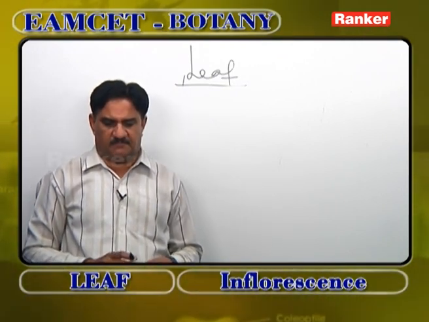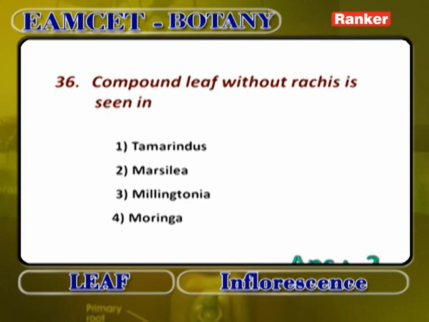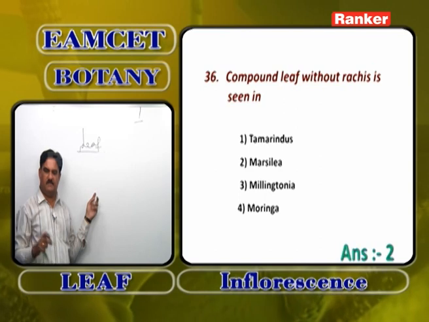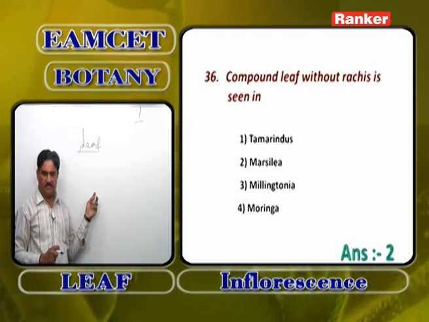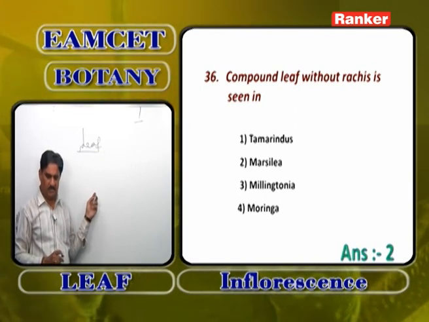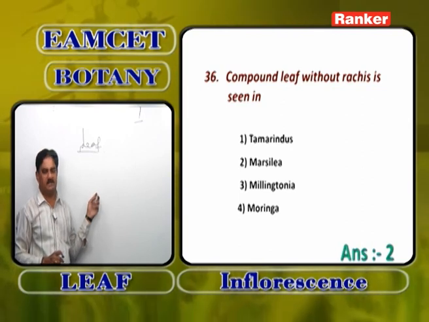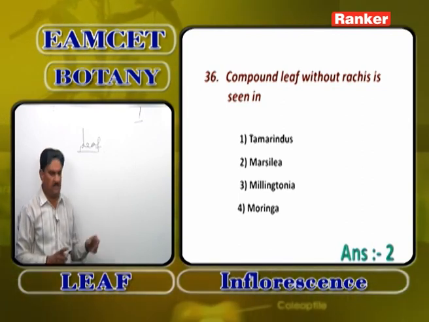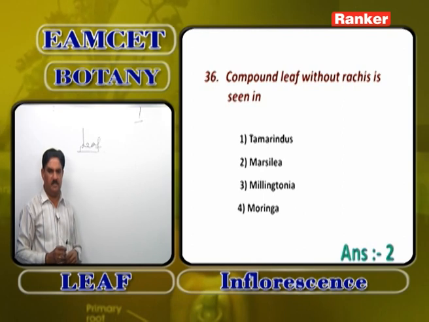Next, compound leaf without rachis. Just now I told Marsilea, where at the tip of the petiole you will find leaflets. In Tamarindus you will find primary rachis. In Millingtonia you will find tertiary rachis. In Moringa you will find tertiary rachis. In Marsilea you don't find any rachis. Leaflets are present at the tip of the petiole.